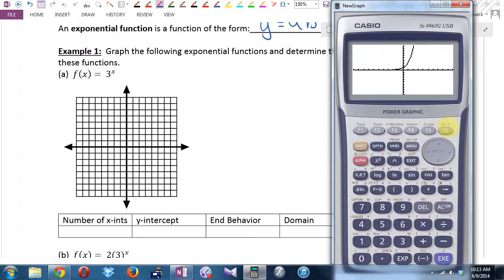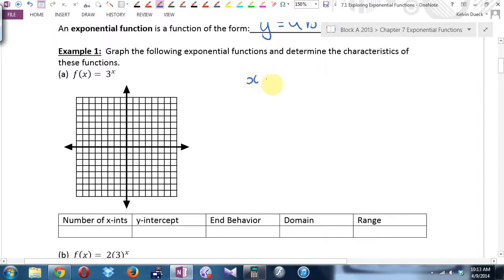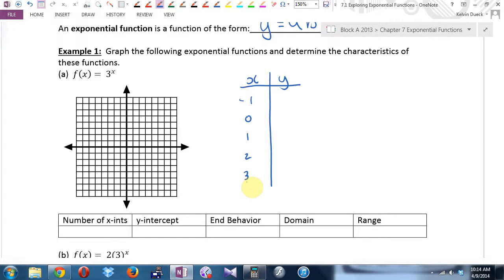And we can find some points on here. We can find it two ways. We can find it using our graphing calculator, but I'm going to go old school. We're going to find some points using a table of values. We're going to go x. We're going to go y. And my usual points that I try are negative 1, 0, 1, 2, and 3. I start there, and then I try and figure out what's going on. So my equation is y equals 3 to the x.